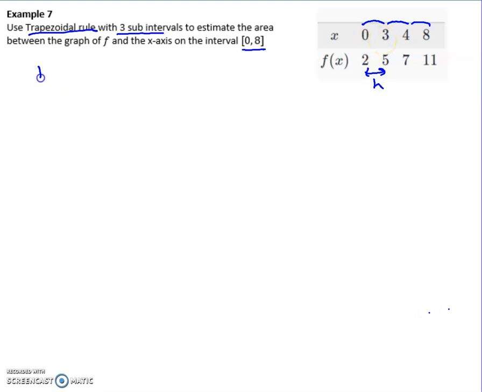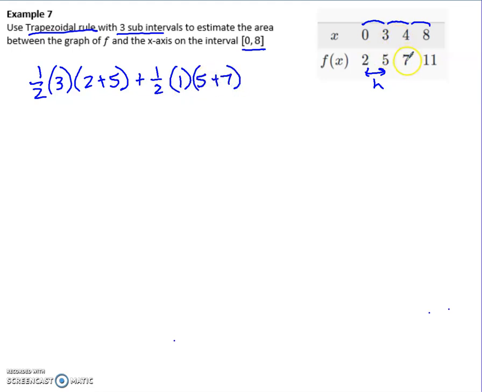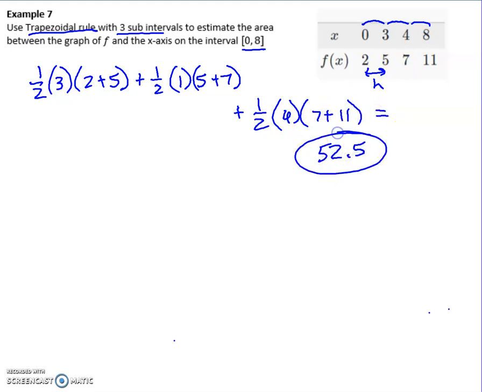So on the first one, I'm going to use my formula for a trapezoid, which is 1/2 times the height. Now, the height between my first two is actually 3, the distance there. My base 1 and base 2 are what I get when I plug those values in. For the second interval, I have a height or a width of 1, and my base 1 and base 2 are 5 and 7, what I get when I plug in those. And for my last interval, I have a width of 4, and my base 1 and base 2 are 7 and 11. And when I add all that up, I get 52.5.